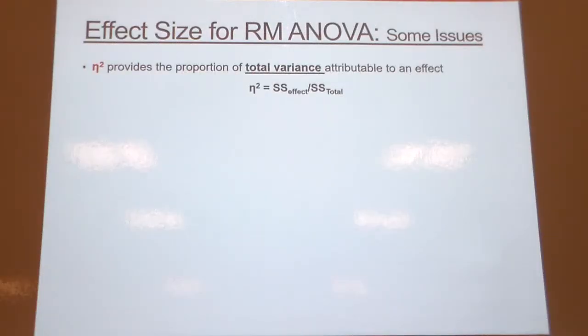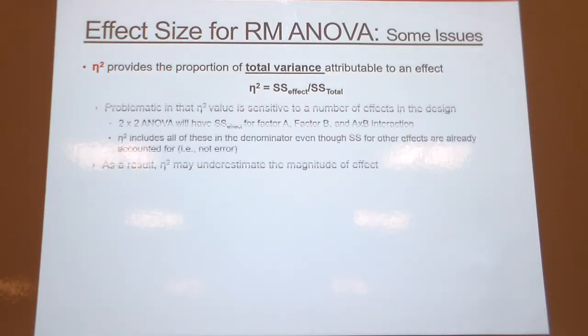And finish up talking about some effect size stuff. So remember that if we're talking about our eta squared, eta squared is giving us a portion of total variance that's attributable to an effect in our data, right? And this eta squared is just going to be our sum of squares effect over our sum of squares total, right? So in this case, we take sum of squares repeated measure divided by sum of squares total. Okay, that gives us our eta squared.